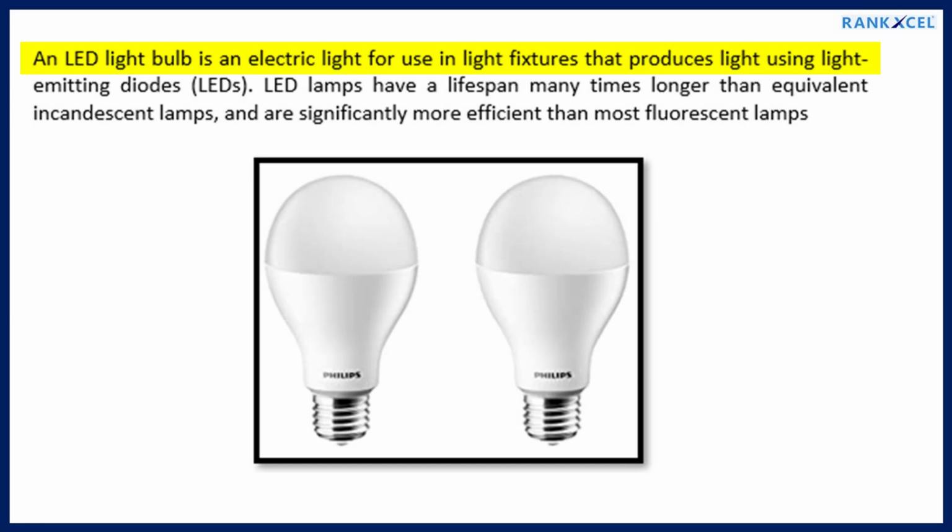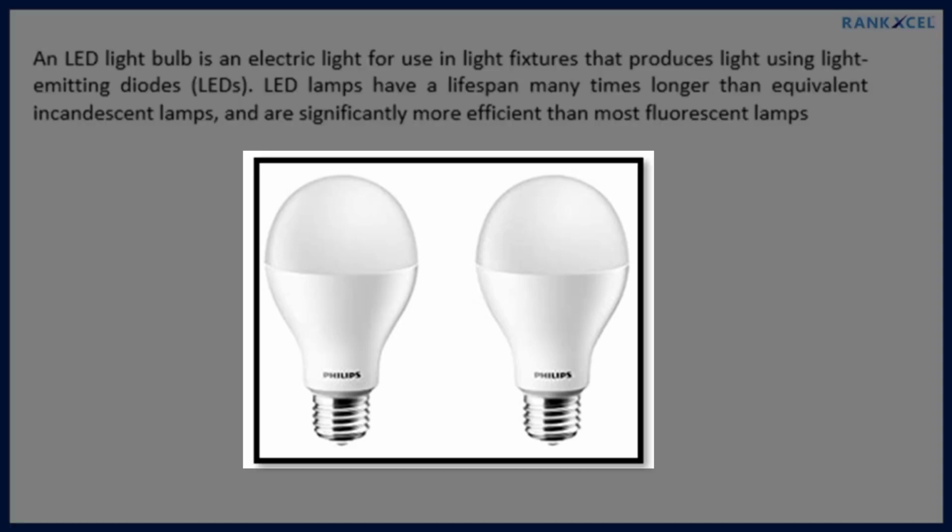An LED light bulb is an electric light for use in light fixtures that produces light using light-emitting diodes, LEDs. LED lamps have a lifespan many times longer than equivalent incandescent lamps, and are significantly more efficient than most fluorescent lamps.